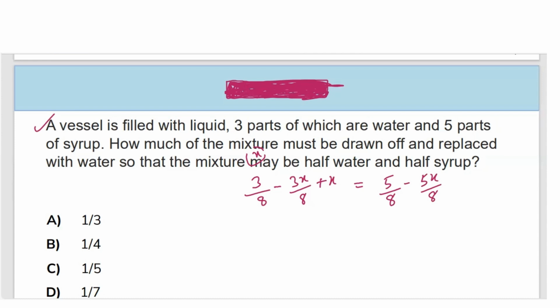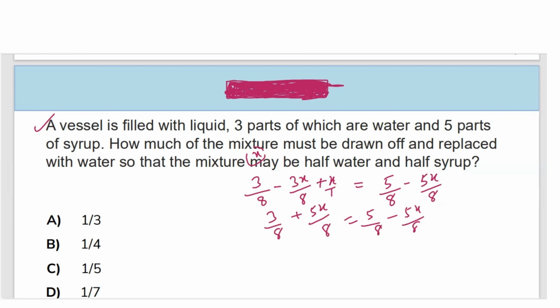Now we can solve this in a proper way. So what are we getting? 3/8 minus 3x/8 plus x. 8x minus 3x, you will get 5x. So this is 5x/8. And here we already have 5/8 minus 5x/8. So now we will solve this.